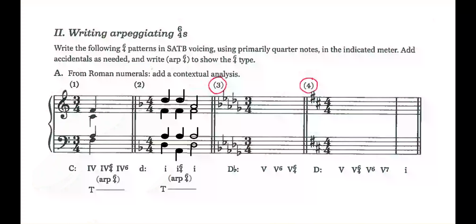Arpeggiation. Of course, what are we doing here? Decorating our 1 chord. I'm going to write a little arp 6/4, sure. And then most importantly, recognizing that we are prolonging tonic activity here. So give 3 and 4 a shot on that.